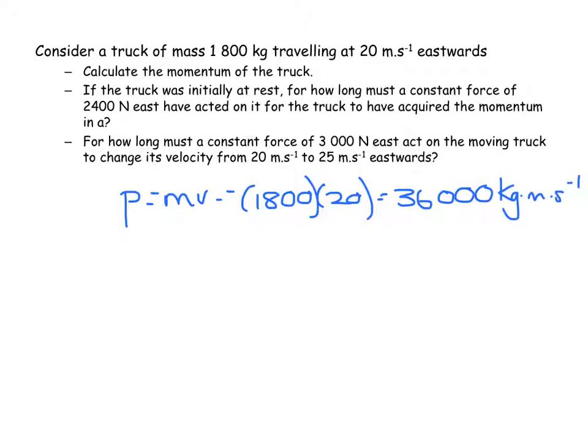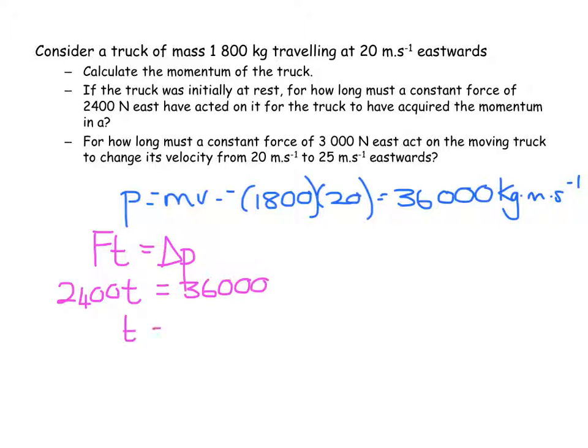If the truck was initially at rest, for how long must a constant force of 2,400 newtons east have acted on it for the truck to have acquired the momentum that came in the first part, where it was going eastward? So we're going to say force times time is equal to change in momentum. The force that was exerted was 2,400. The time is what I do not know, and I know that my change in momentum is 36,000. So that time turns out to be 15 seconds.